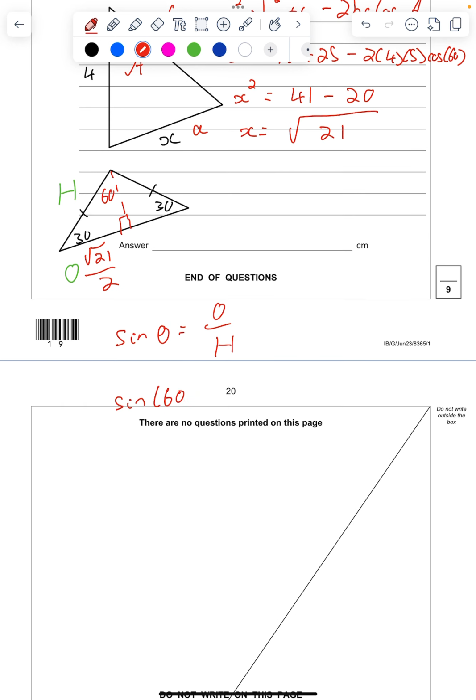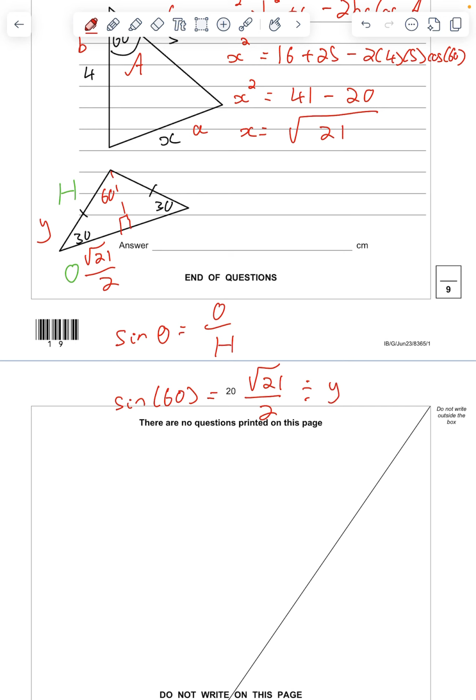So sine of 60 is equal to the opposite, which is root 21 over 2, divided by the hypotenuse, which I don't know what that is. Now, I've already used the letter x. Let's just call this missing side y, so we don't get confused mixing up variables. So divided by y. Now, sine 60 is actually equal to root 3 over 2. That's an exact value. So you've got root 3 over 2 is equal to root 21 over 2 divided by y.